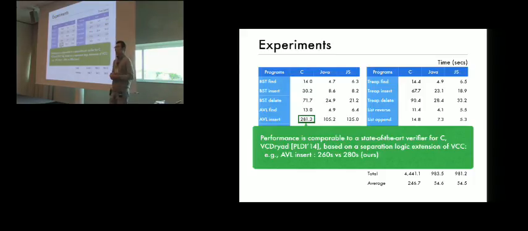As a quick comparison, we picked a state-of-the-art heap verification tool for the C language, and the comparison result is quite promising. For example, for the AVL insert function, they took 260 seconds, and we took only 280 seconds. So it's quite comparable, even though our verification framework is much more general and not language specific. I believe this generality does not come with a loss of performance. And this is a collaborative effort. We only implemented a very simple deductive verification technique. If more techniques and optimizations are implemented, all languages benefit. So I think it's a promising direction.